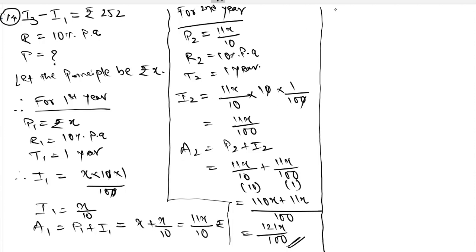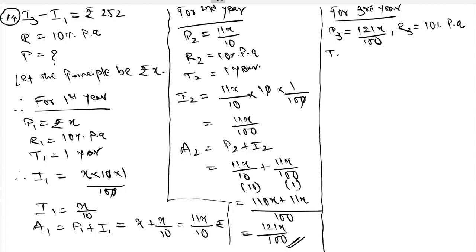Now the calculation will continue for third year. Can you tell me what is the principal for the third year? Amount for the second year. That is 121x upon 100 will be the principal. What will be the rate? 10% per annum, same. What will be the time? 1 year. Okay, great.